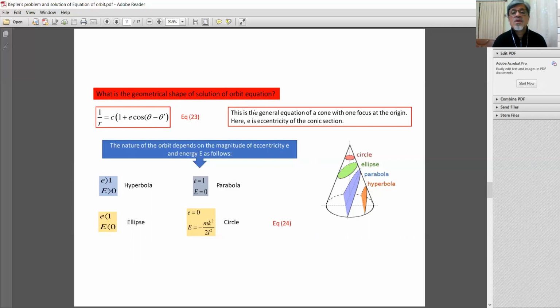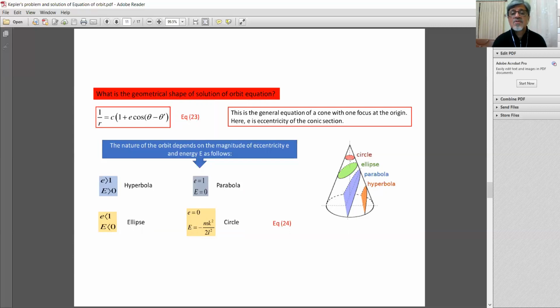So this is the general equation of a conic with one focus at the origin, and e is the eccentricity of the conic section. So this is nothing but the equation of a cone, and e is the eccentricity of the conic section. So you are taking the cross section of a cone in different directions. Now it is represented over here. This is the cone, and this cone is represented by this equation. And e is the eccentricity that represents the different conic sections.